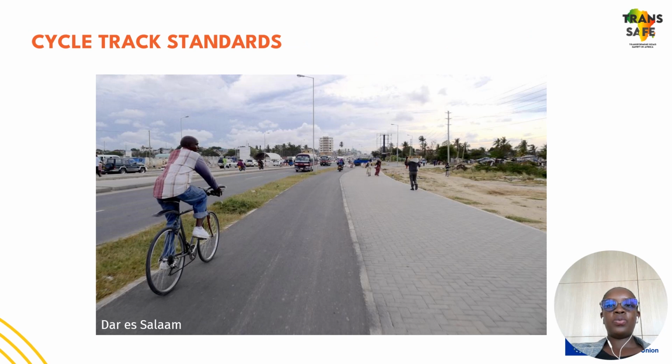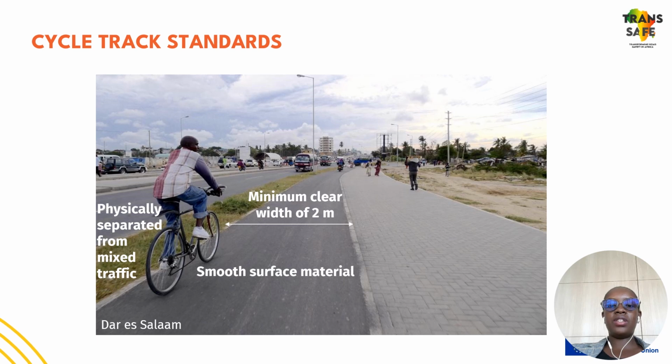So what are the standards of constructing a good cycle track? In this slide, we have an illustration from Dar es Salaam. A good cycle track is physically separated from mixed traffic. A good cycle track has a minimum clear width of 2 meters and is made of smooth surface material for cyclists to use it comfortably. And a good cycle track needs to have a wide and adjacent footpath right next to it to prevent conflict between cyclists and pedestrians who are using the corridor. So this is how good cycle tracks need to be constructed.